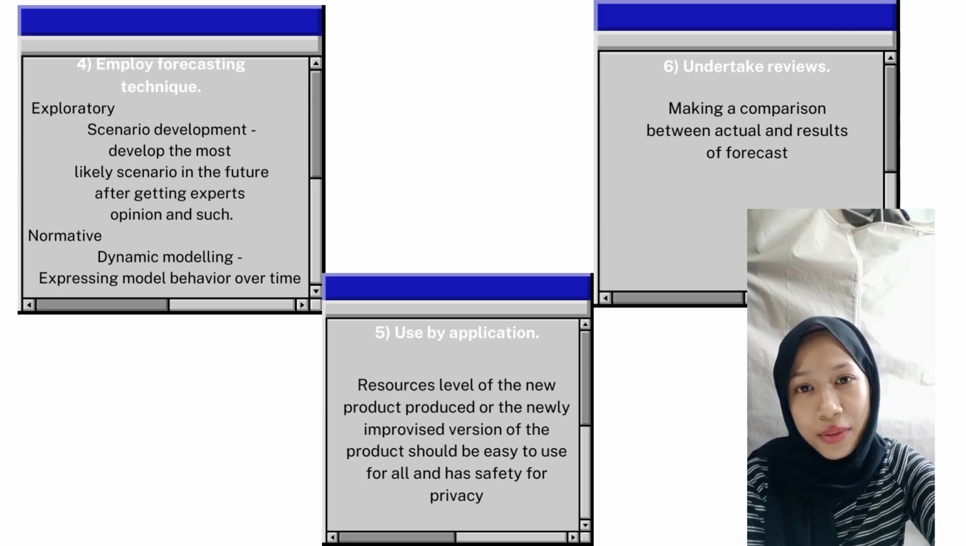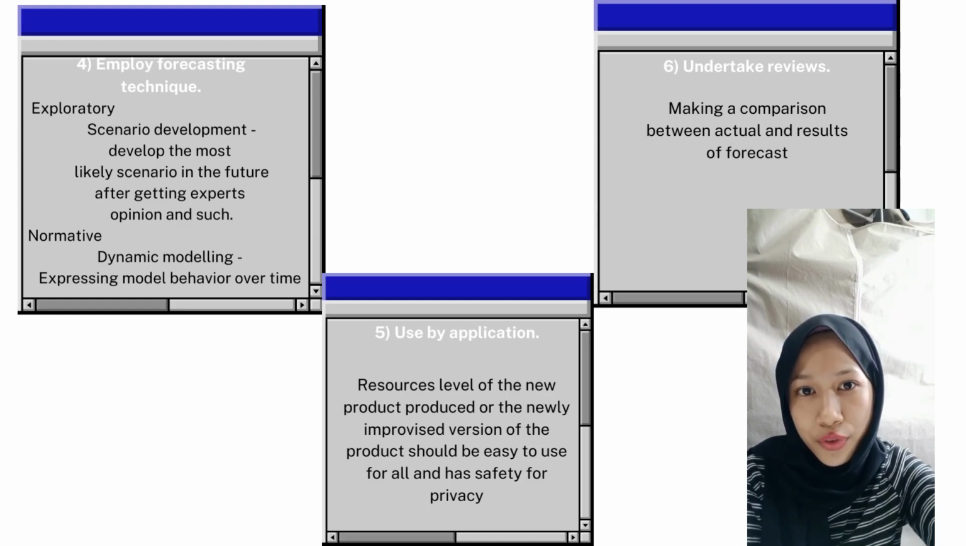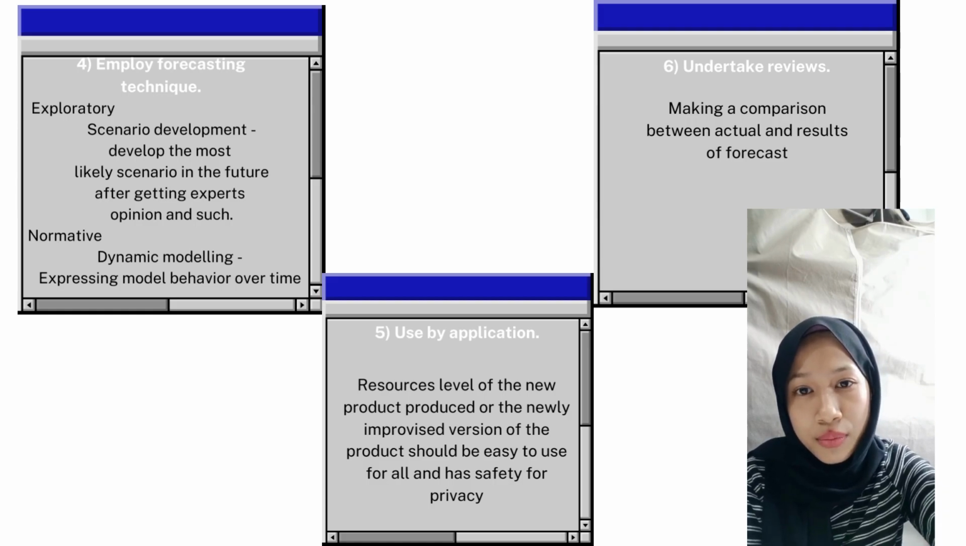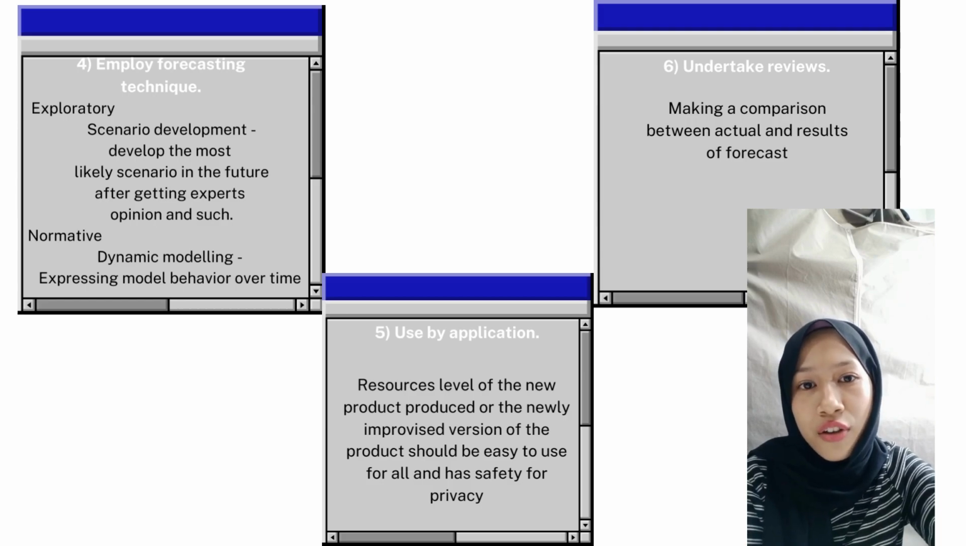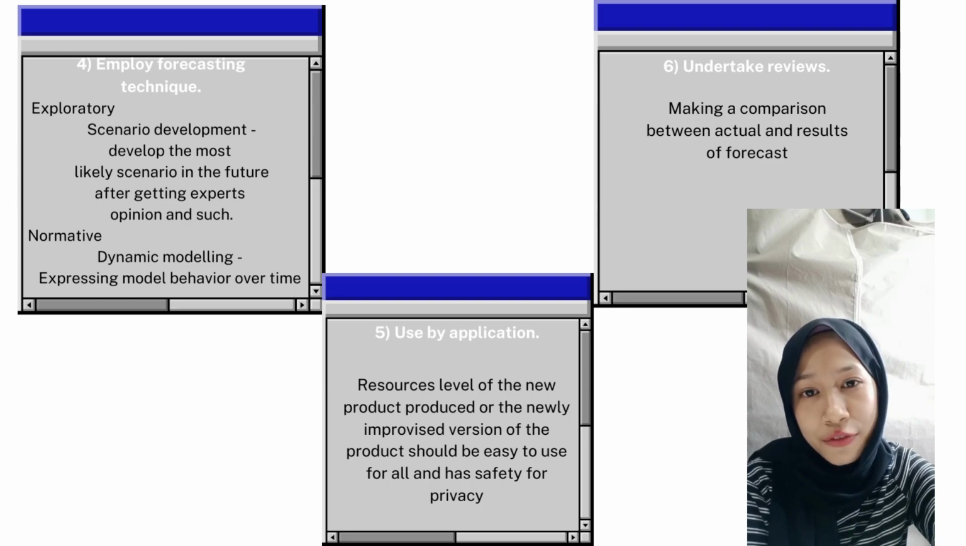The second last step is used by application. It requires resources level of the new product produced, or the newly improvised version of the product should be easy to use for all and have safety for privacy. The last step is to undertake reviews by making a comparison between actual results and results of forecasts. It also means HP must do better if the planning isn't as good as the result. That way, they know where to improve.